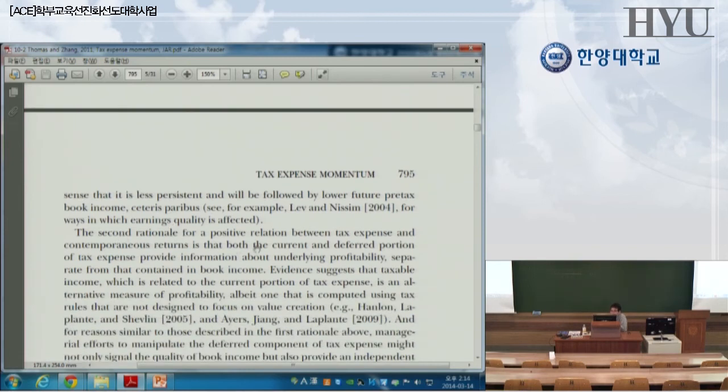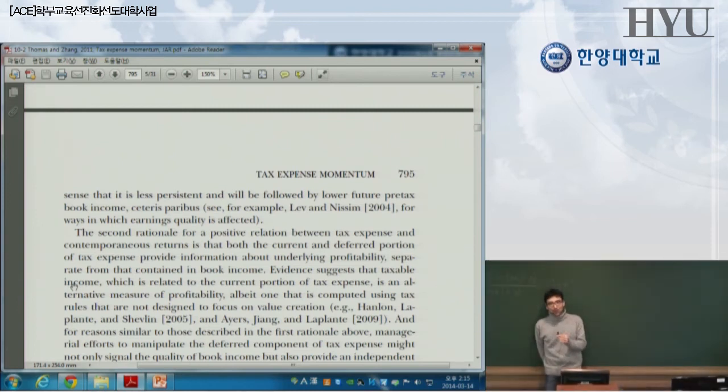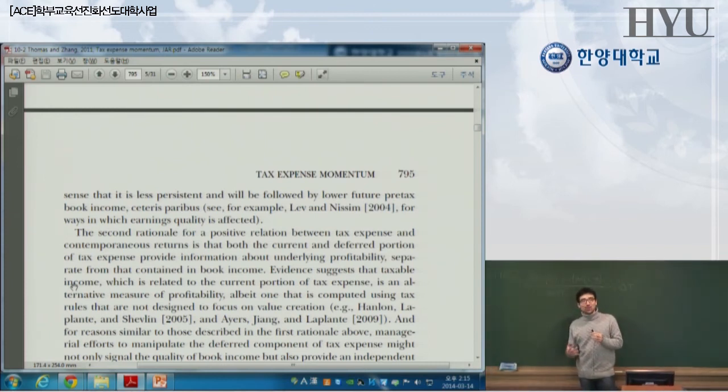Another one, the second rationale for a positive relation between tax expense and contemporaneous return, is that both the current and deferred portions of tax expense provide information on the underlying profitability, separate from that contained within book income. It argues that it predicts future tax expense, future tax surprises, and that also increases future tax expense. Therefore, this has information about the quality of their profit, and in addition, the authors argue that this part may contain information about the fundamental characteristics of the profitability of the firm. I'll discuss that part in more detail shortly.